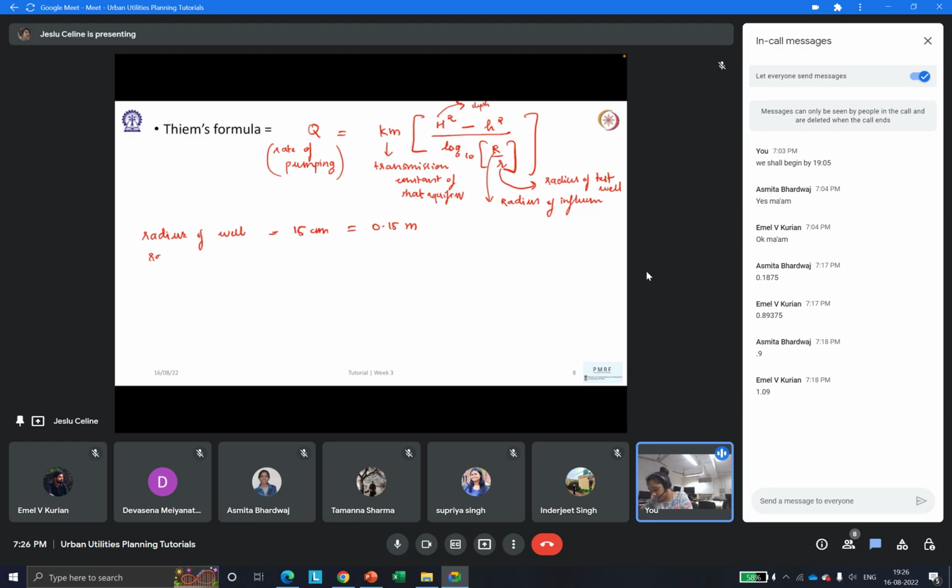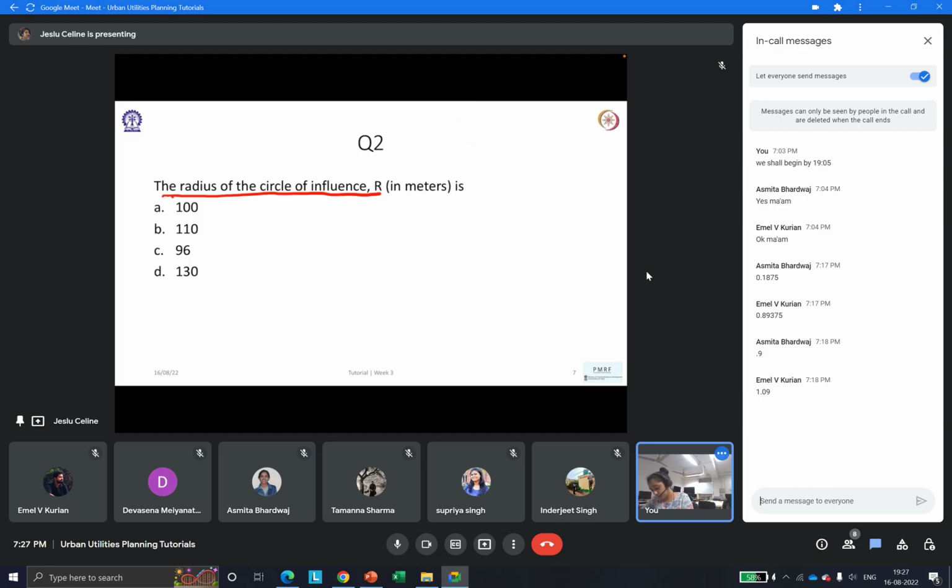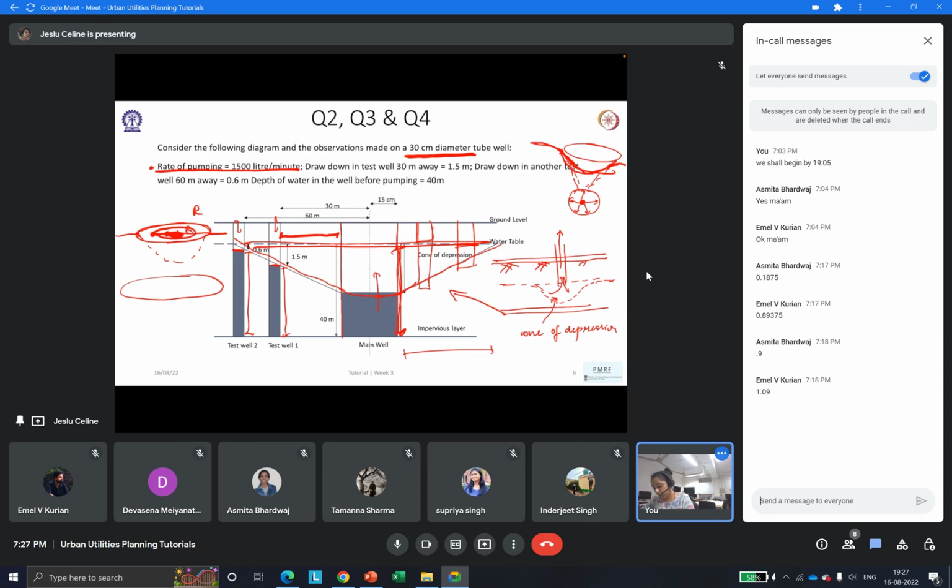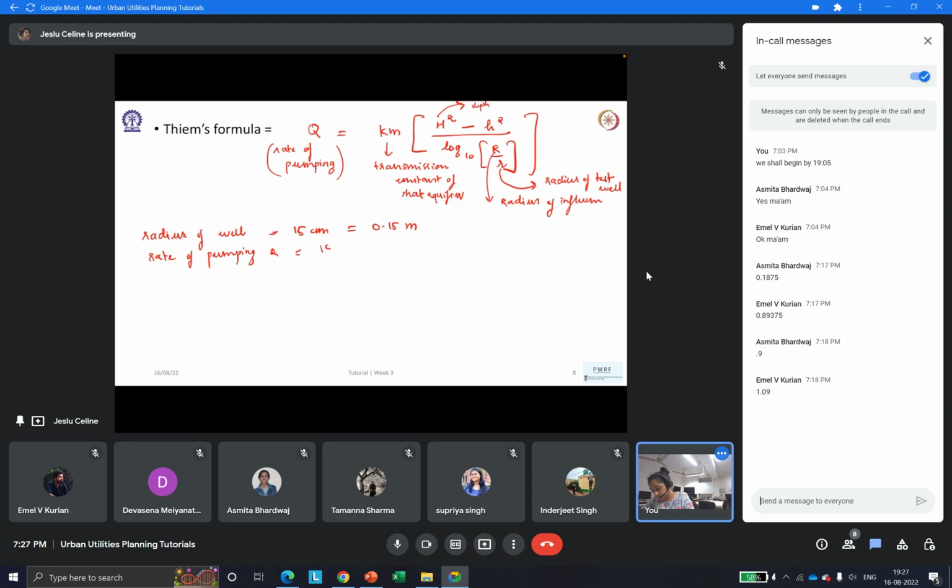Now we also know the rate of pumping. That is Q, which is given in the question to be 1500 liters per minute. That is Q. So 1500 liters per minute.